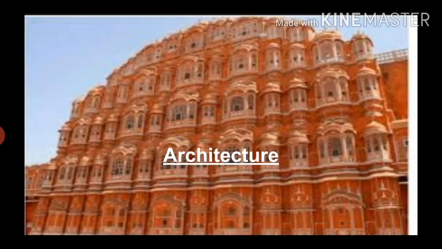Now, architecture. So how was the architecture? Among the various constructions during the Rajput age, temple construction is noteworthy. The Rajput kings were fond of constructing grand and artistic buildings. Architecture and sculpture of that time is evident from the temples, forts, palaces, lakes, and so on.